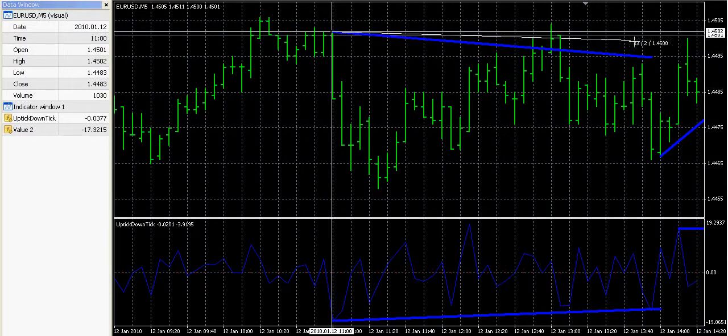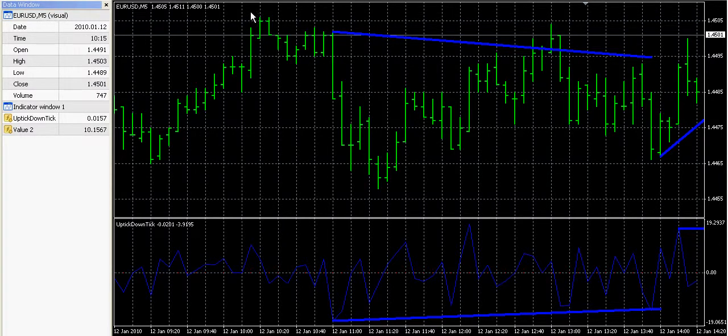This is over about 3 hours. Price was all in all moving down. It was ranging with a downward trend, while the indicator was surely showing that there were more buyers coming in.